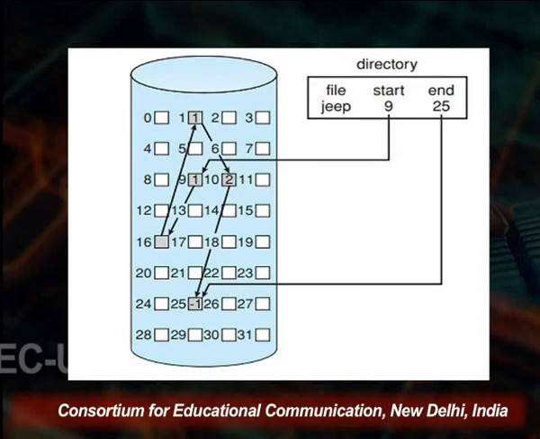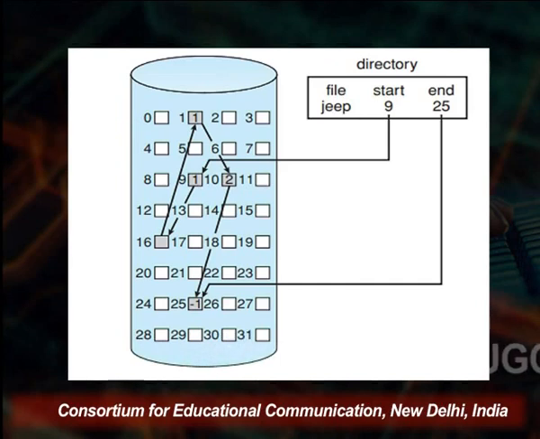So here you can see the example of this particular allocation. We have a file named Jeep. It is starting from block number 9. So from block number 9, if you can follow that linked list, it is going to block number 16, then from 16 it is going to block number 1, from 1 it is going to 2, and then from 2 it is going to block number 25.